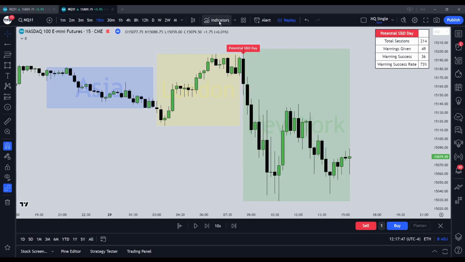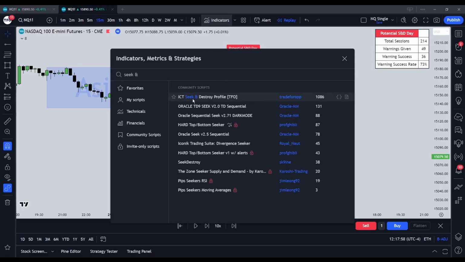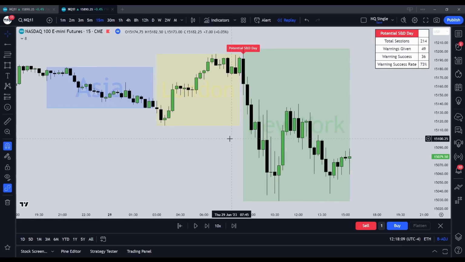You can get this indicator by going to Indicators and typing in Seek and Destroy, and it should come up as the first one, ICT Seek and Destroy Profile by TFO. You can add that to your charts and adjust the settings to your liking, and should be good to go.